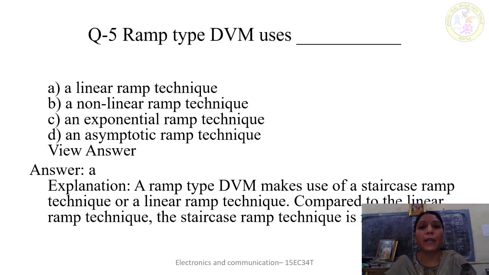So voltage is an electrical quantity. Hence, in DVM, input is converted into a voltage. Next question is, ramp type DVM uses: option A, linear ramp technique; B, a non-linear ramp technique; C, an exponential ramp technique; D, an asymptotic ramp technique. So the answer is linear ramp technique. A ramp type DVM makes use of a staircase ramp technique or a linear ramp technique. Compared to the linear ramp technique, a staircase ramp technique is much simpler. Hence, a ramp type DVM uses a linear ramp technique.